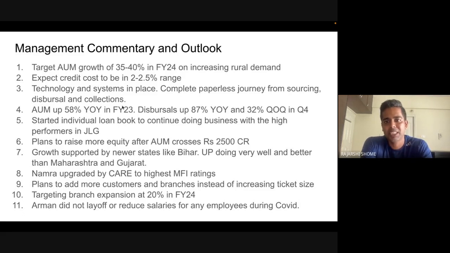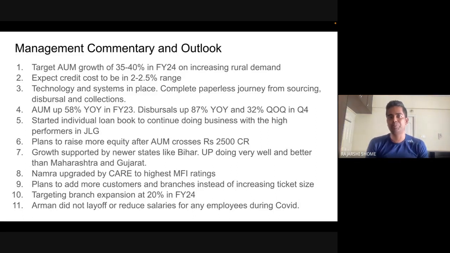Technology and systems in place, a complete paperless journey from sourcing, disbursal, collections, right? Of course, then I wrote the AUM and the disbursal number. We have already discussed this. Now, they started the individual loan book to continue doing business with the high performers in the joint lending group. That's what I said, right? I have already touched upon this point.